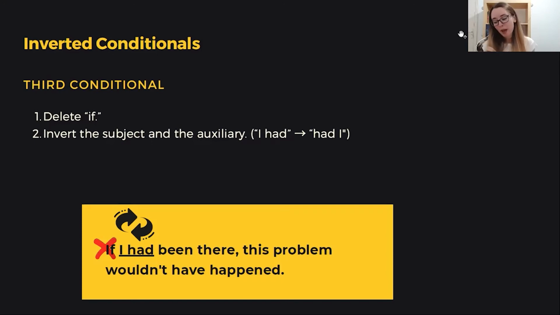So next time, if you're about to use the third conditional in your writing, take a deep breath, try to remember this slide and use an inverted third conditional instead. This will give you additional points for advanced grammar. And it's so easy, okay? If is out and had I, change the order. And that's it. I think this is probably the best trick to score more in your exam.